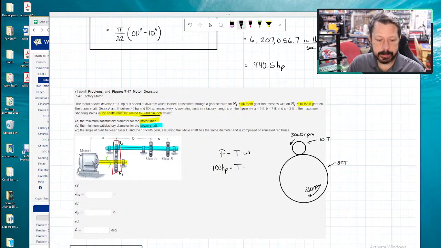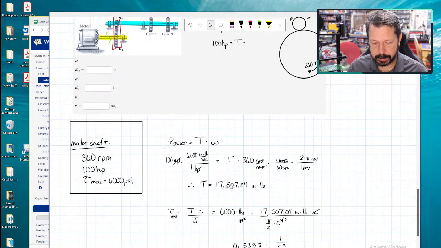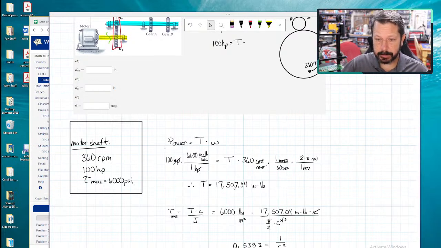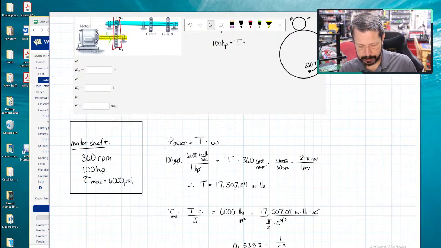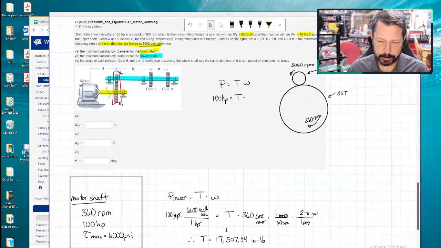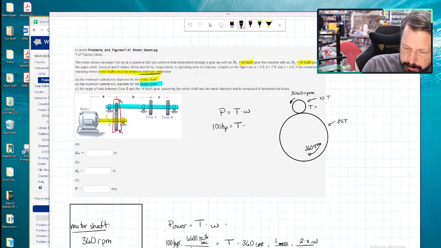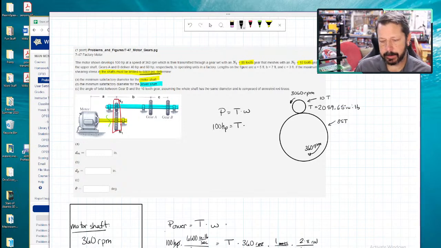The trade-off is that the torque that was being delivered by the yellow shaft, 17,000 inch-pounds, is reduced by that same ratio. So speed is increased, the smaller gear goes faster, but it has less torque. We go from 17,507.04, divide that by our gear ratio, 8.5, and the torque delivered by this gear is 2,059.65, we'll say. That's inch-pounds. So it's the torque in the yellow one divided by our gear ratio. It speeds up, but with much less torque.